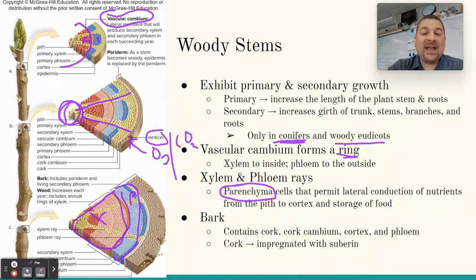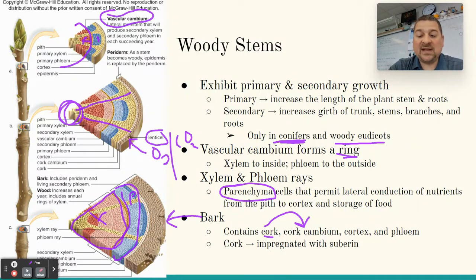On the very outside is where you get the bark on the outside of the woody stem. That is what we call cork, which is produced by cork cambium. So like vascular cambium produces the xylem and the phloem, cork cambium produces the cork.